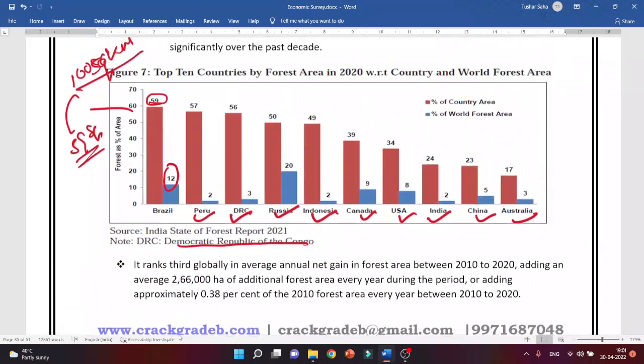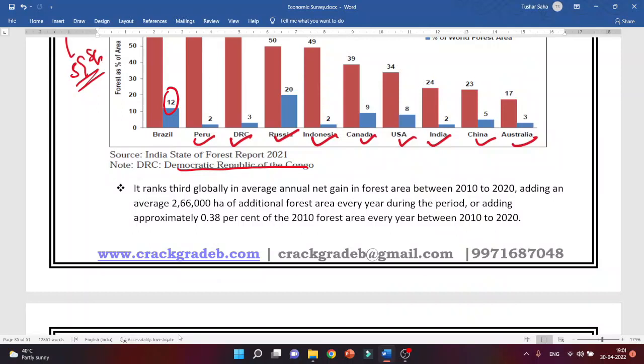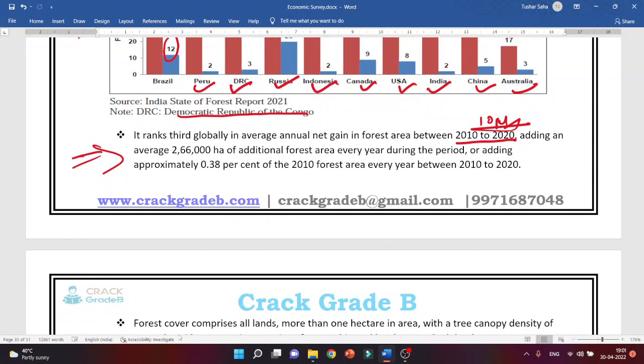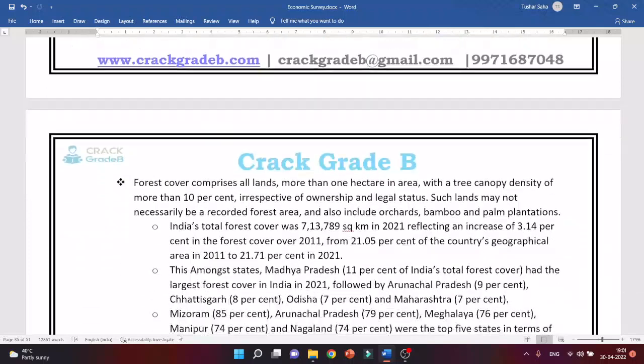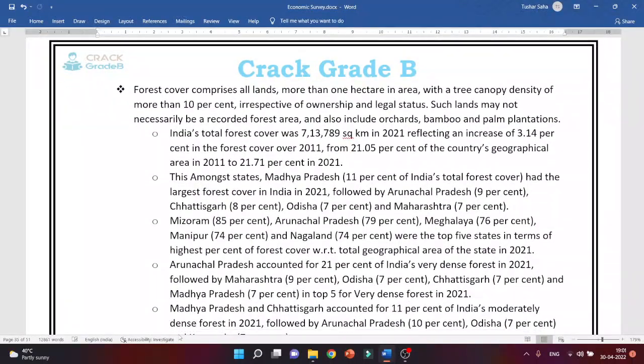So this is in respect to 2020. India ranks third globally in average annual net gains in forest area between 2010 to 2020, means a 10-year period. Okay, adding an average of 266,000 hectares of additional forest every year during the period. So rest, just go through it 2 to 3 times.